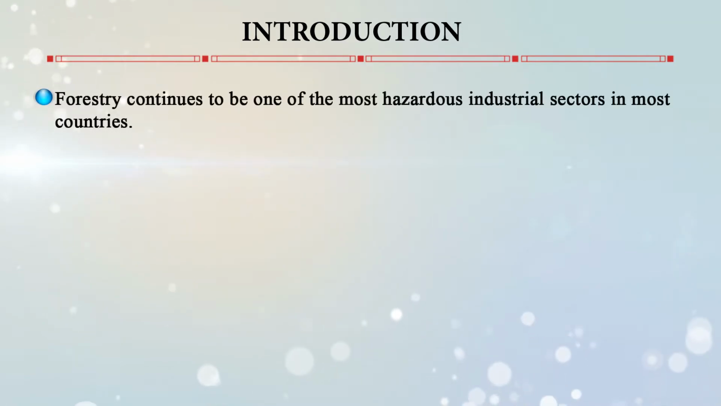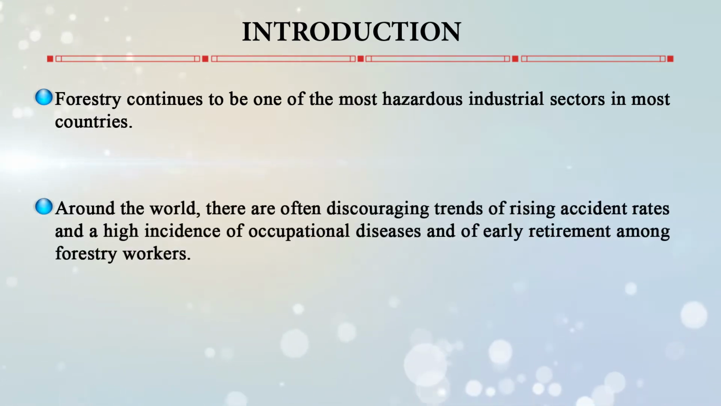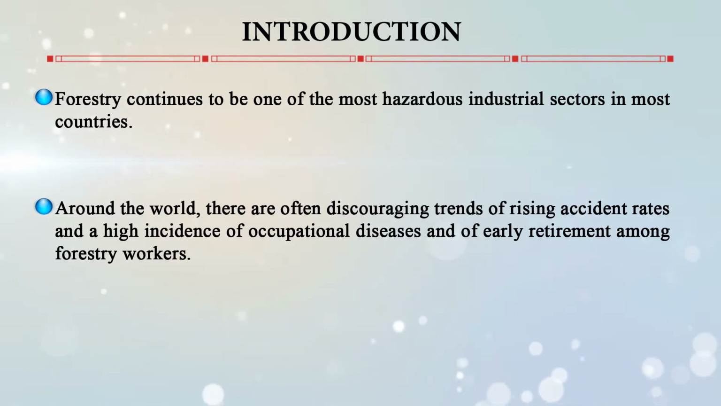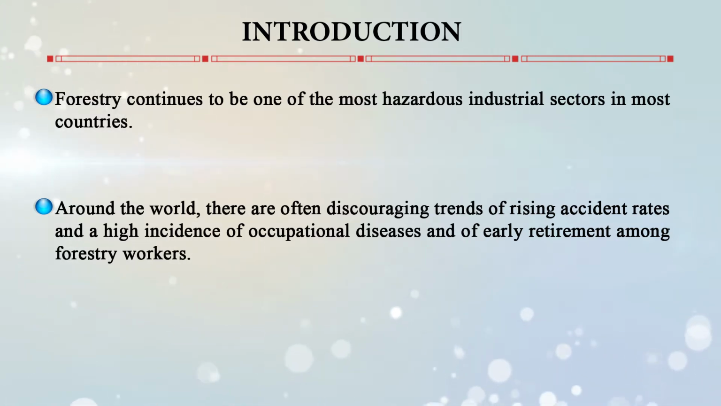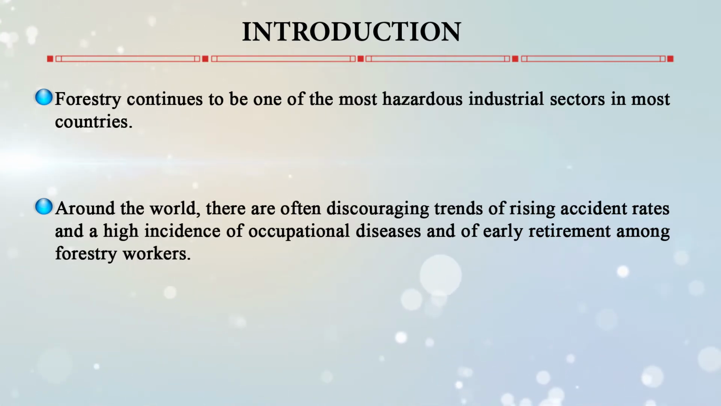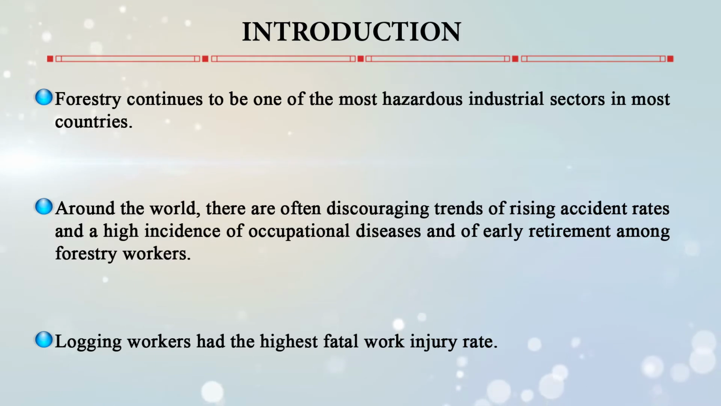Forestry continues to be one of the most hazardous industrial sectors in most countries. Around the world, there are discouraging trends of rising accident rates. There can be a high incidence of occupational diseases and also early retirement among forestry workers because they are infected with certain infections and are unable to work anymore. They have joint pain, skeletal pain and so on. It has been reported that logging workers have the highest fatal work injury rate. In mechanized logging, the highest accident rate results from equipment maintenance and repairs and manual logging in remote areas. Injuries can also occur when body parts are pinned between logs or equipment, whereas struck-by injuries can occur from falling trees, branches, rolling logs or kickback from the power source.